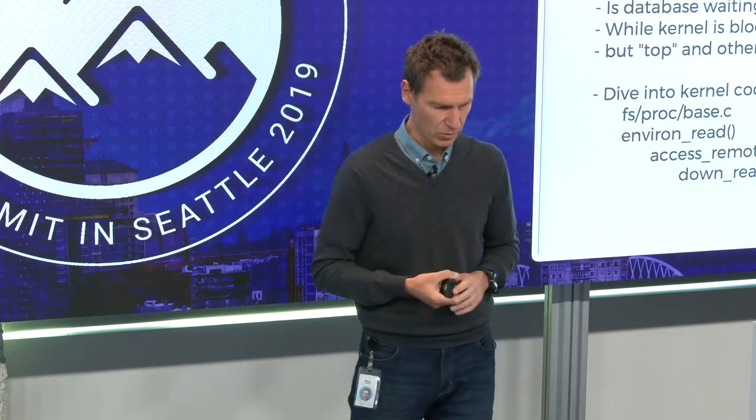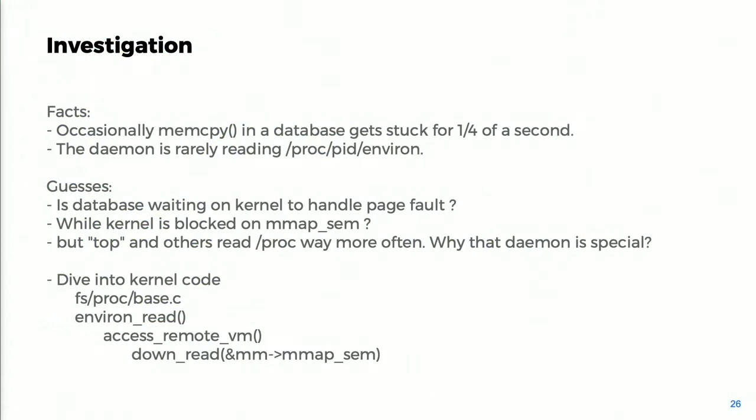First facts, like what we knew. The database folks figured out that the memcpy, just a plain memcpy in user space, may potentially sleep for almost a quarter of a second. Just a memcpy. Well, clearly it could only be if the kernel is servicing the page faults and it's servicing them for such a long time. What could be causing this slow page fault servicing by the kernel?